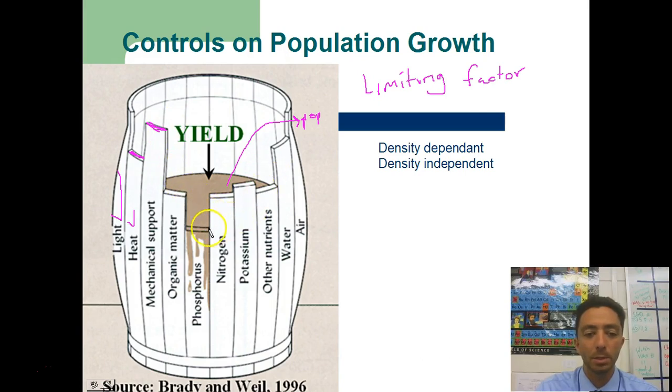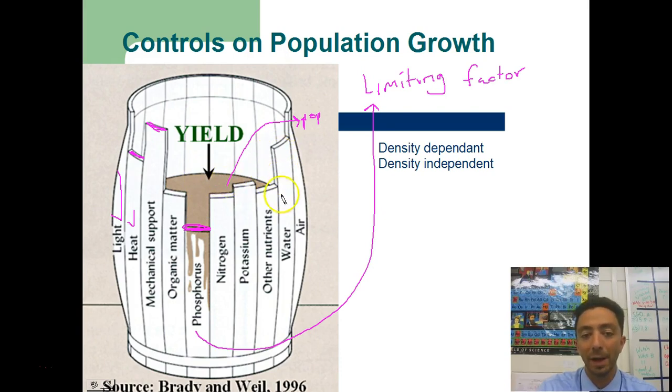As you go through this, you'll see that one of these slats is the lowest, right? The lowest here is the phosphorus, and so phosphorus is our limiting factor. This is what determines how big the population can be. The population cannot grow. We can't add any more water into our bucket or into our barrel unless the amount of phosphorus available in this ecosystem were to increase.